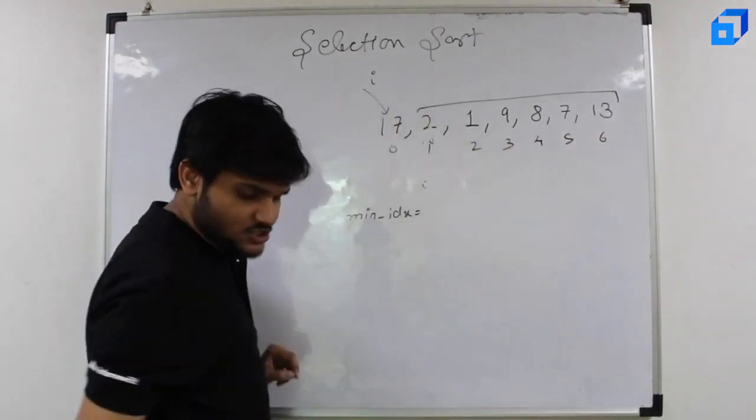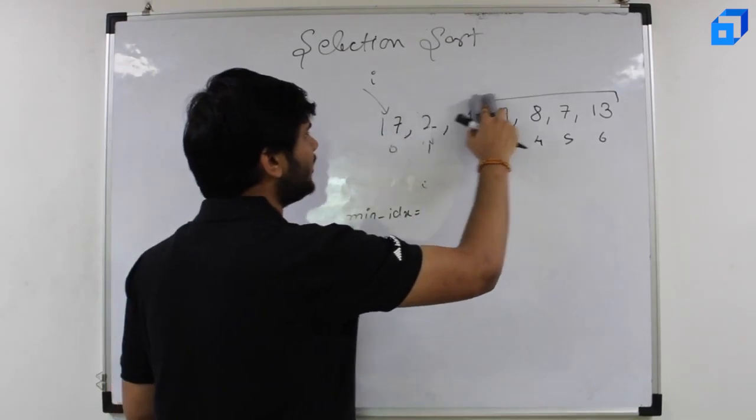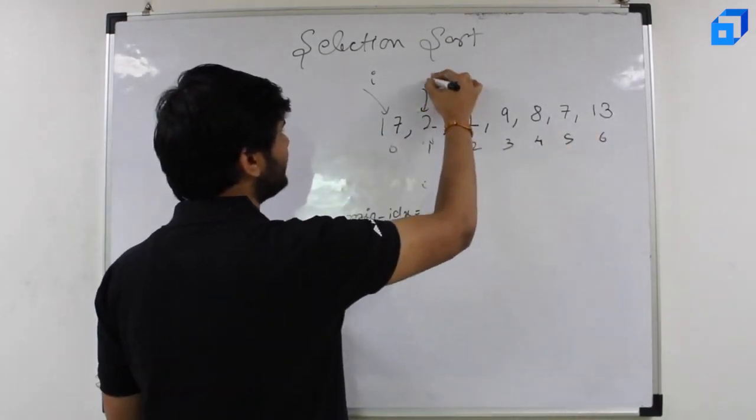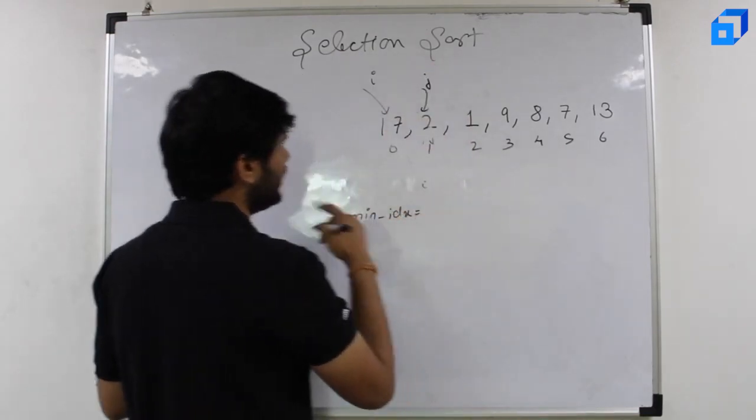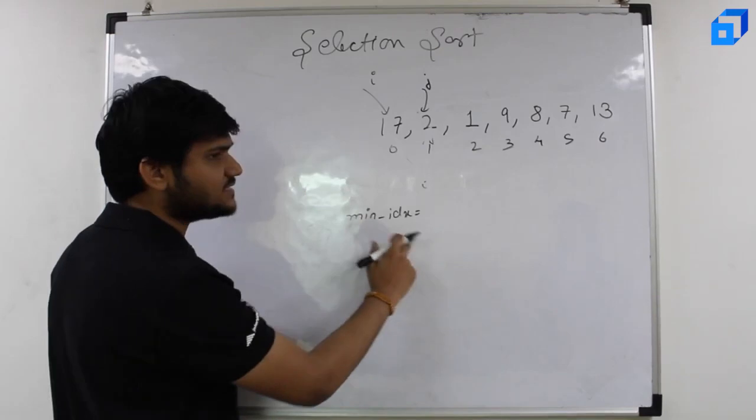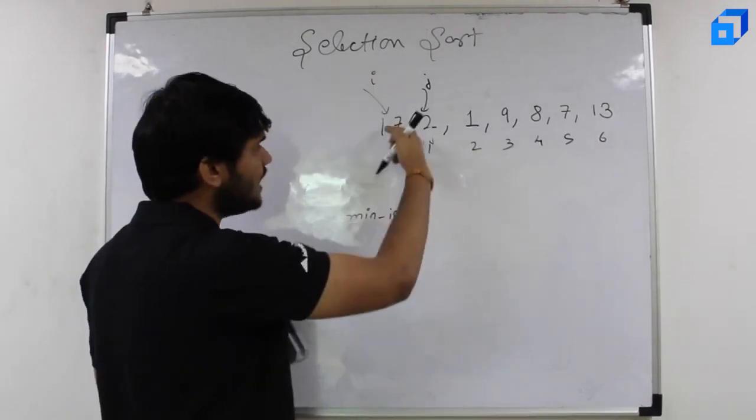On the initial step, i will be pointing to the 0th element and j will be pointing to the i plus 1th element, right? As I said earlier, in every iteration I will say that the minimum index element is the element pointed to by the ith index.